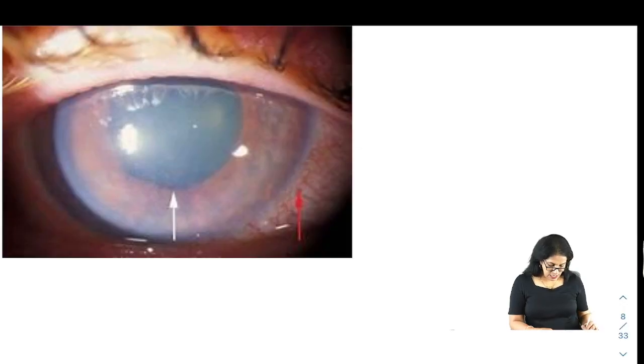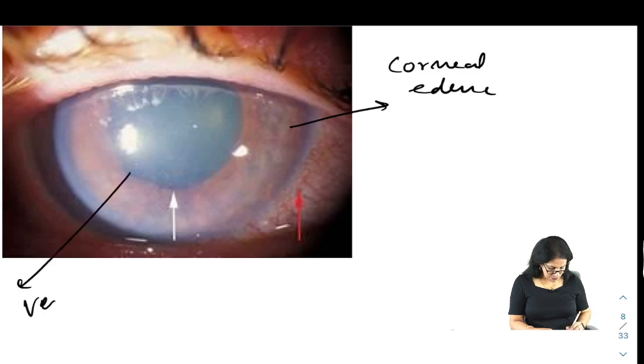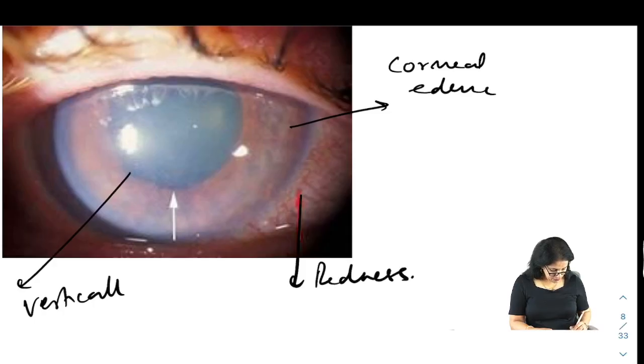So here you see a patient. What are the findings here? This is corneal edema. The cornea is a little hazy, I can see. I can see a vertically oval mid-dilated pupil, and I can see some redness here. So what is this? We are talking about acute congestive glaucoma.